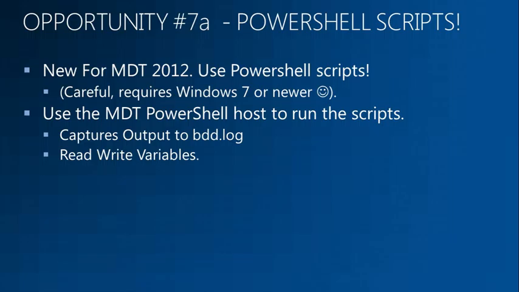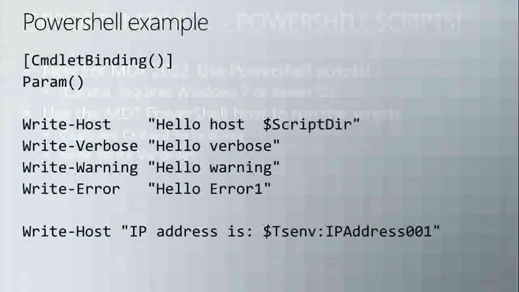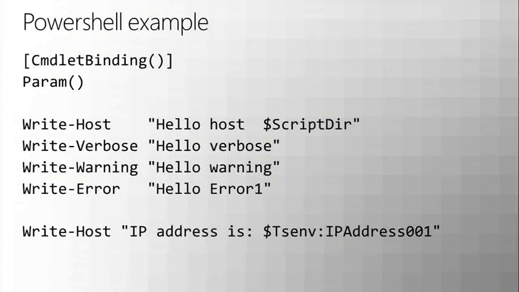So MDT 2012 actually includes a PowerShell host environment. Similarly to what VBScript does, where we have a host environment for VBScript files that we can import libraries and other operations into, now in PowerShell we also have another host environment. This host environment is an executable that will call PowerShell, but it also adds a couple other things. We'll add the ability to read MDT variables and the ability to write output to the BDD log file, because we like the BDD log file, because that's what's available when processing at the end. So just a simple example here I have: these are Write-Host, Write-Verbose, Write-Warning, Write-Error.